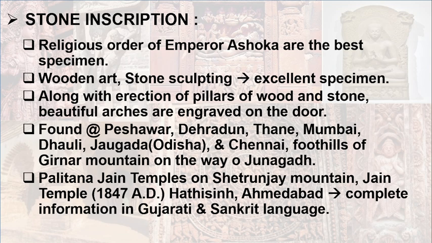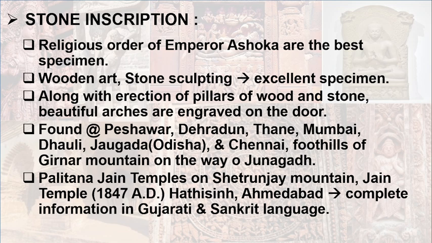We found these stone inscriptions at Peshawar, Dehradun, Thane, Mumbai, Dholi, Jaugada, that is in Odisha, Chennai, and the foothills of Girnar mountain on the way to Junagadh. So here are the locations where we found famous stone inscriptions of the great Emperor Ashoka.